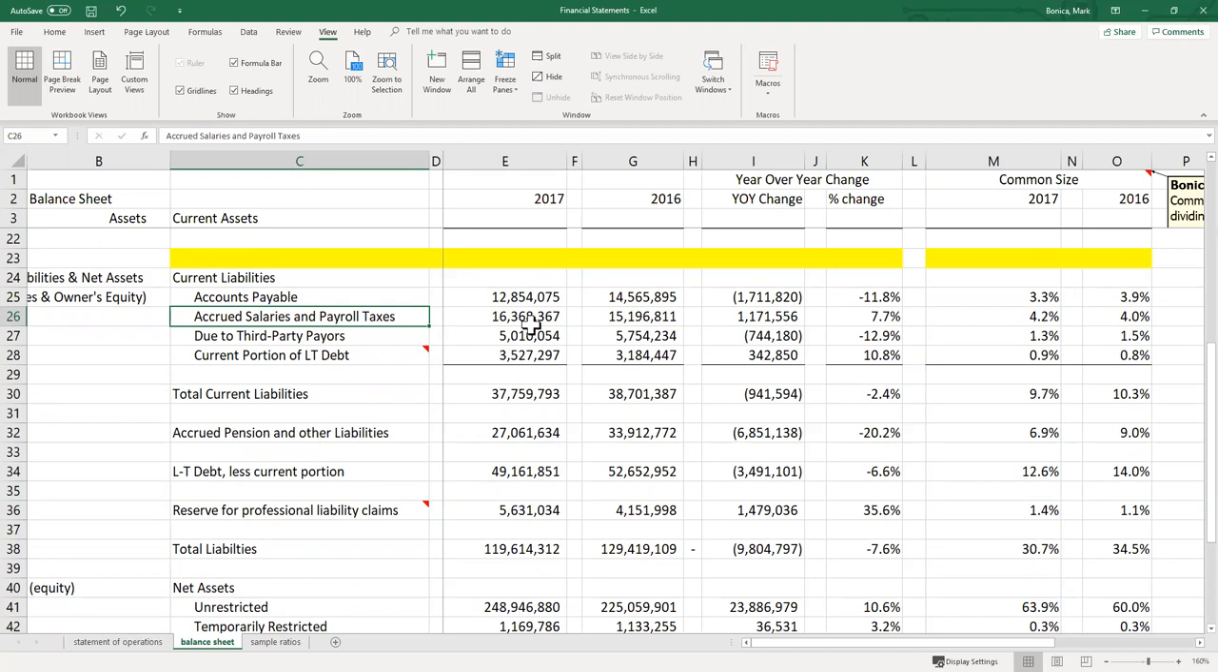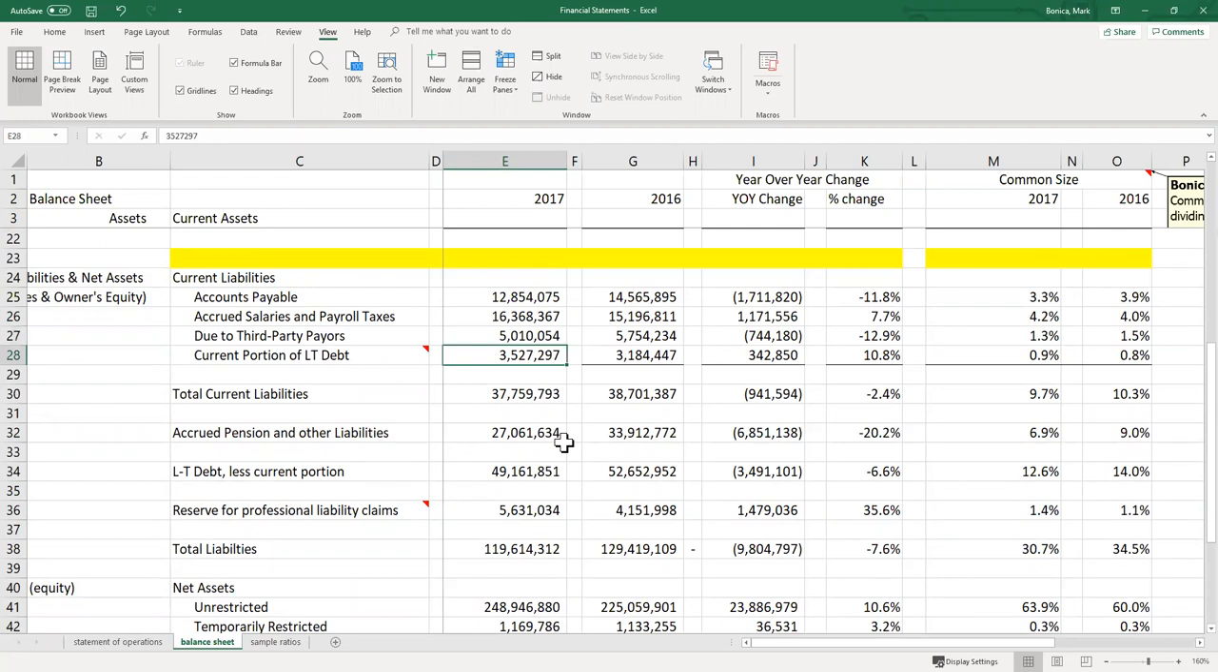So that's basically what this is: the organization cut off the balance sheet and had accrued at that point in time $16 million in salaries. That would vary depending on where the year cut off relative to the pay cycle. Next, due to third-party payers. This is money that you owe to third-party payers. You might have to reimburse somebody because they were overpaid, whatever it is. But it's just another bill.